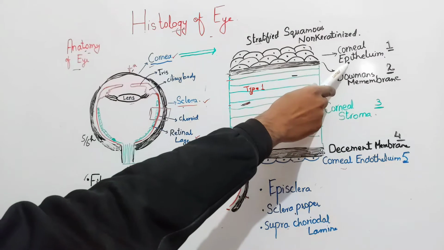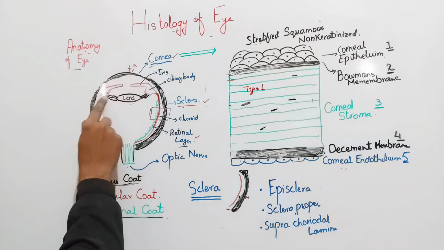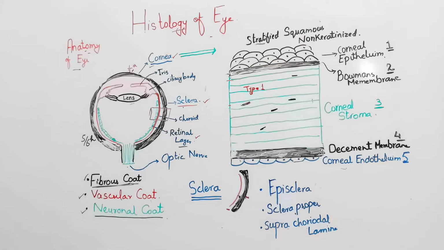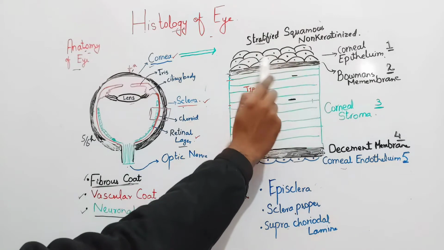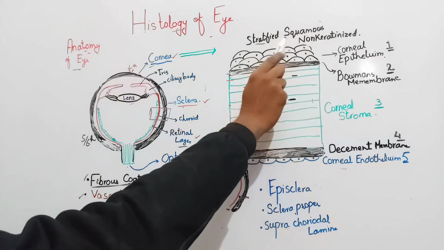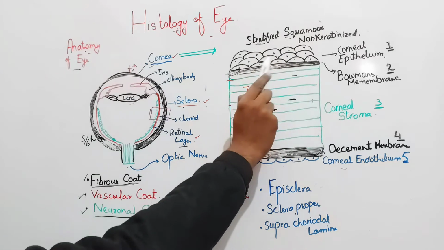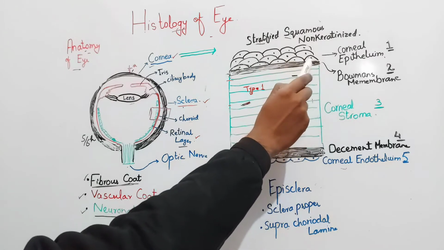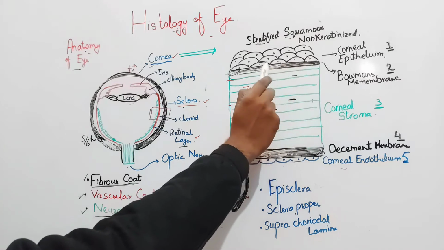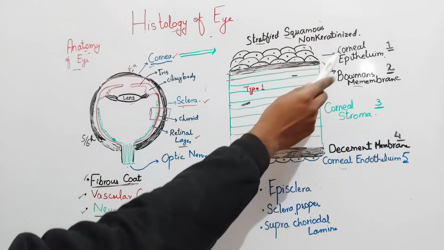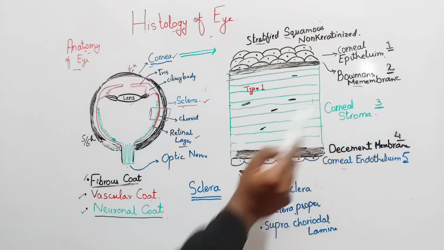Number one is the corneal epithelium, which is stratified squamous non-keratinized. Why is it said to be stratified? Because it consists of many layers of squamous cells. Why non-keratinized? Because it contains nuclei. The second is Bowman's membrane, or the limiting membrane, which separates the corneal epithelium from the corneal stroma.